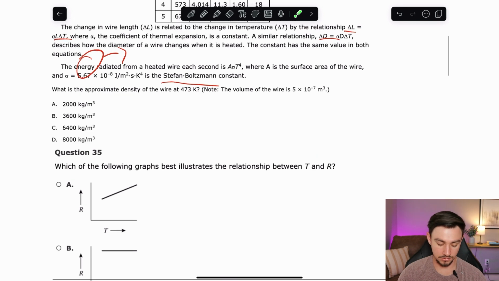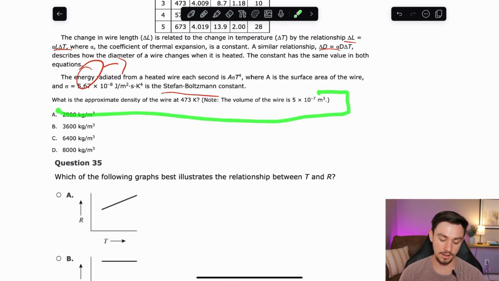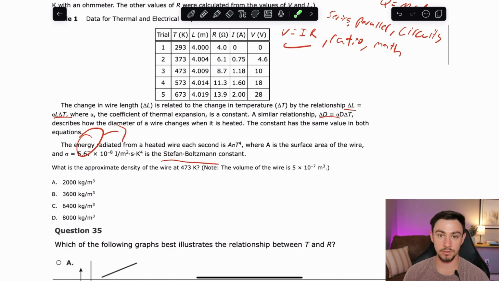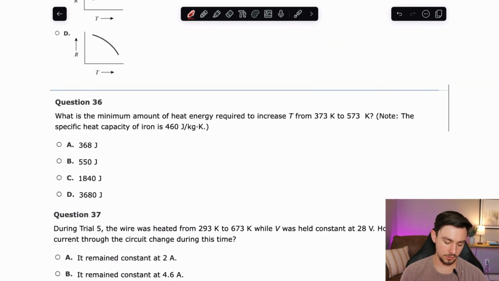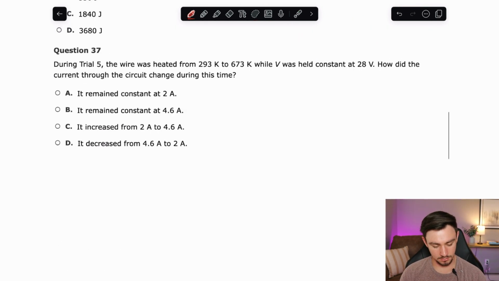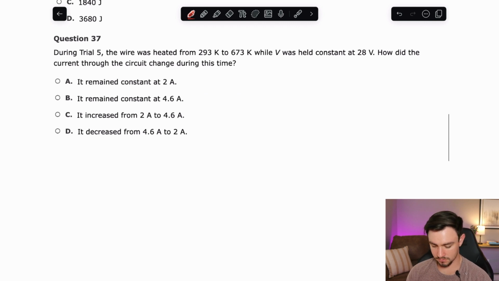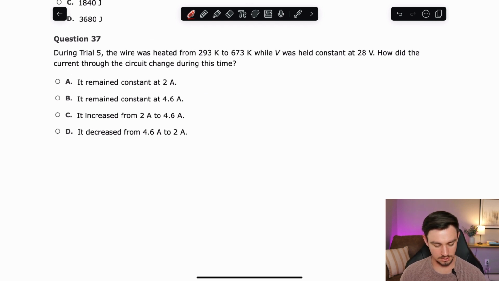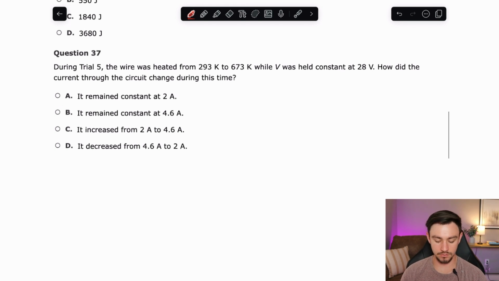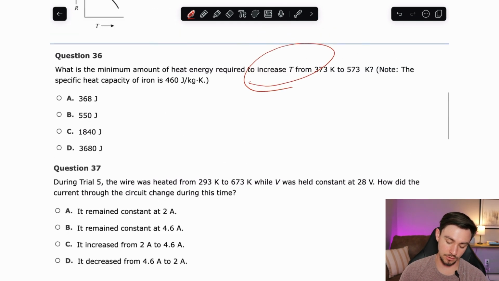Solving density, so that's going to be using their equations alongside the equation that we know for density. So this is using the thermal expansion equation. And then number 37, during trial 5, V is held at a constant. How did the circuit change? So this is more of a conceptual one. So how does voltage increase heat transfer? How does an increase in heat impact current if voltage is held constant is essentially what they're asking. And so that's another ratio question.